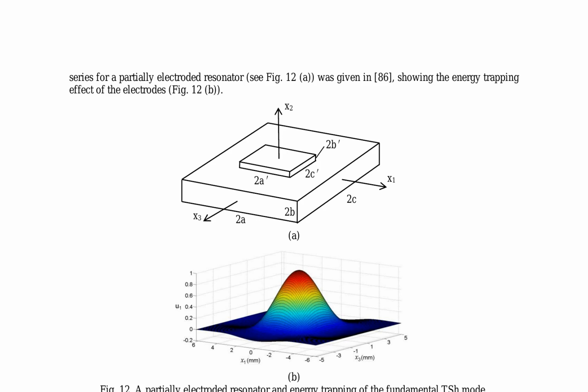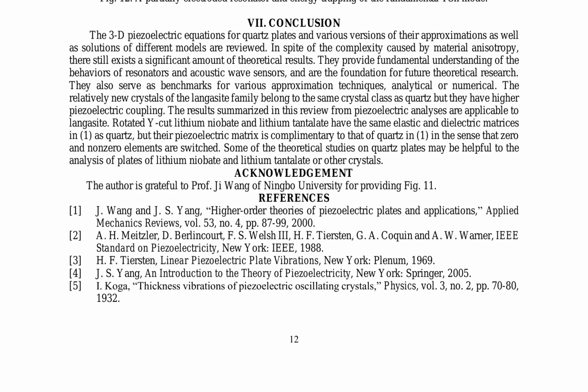The paper then discusses modes depending on both x1 and x3 directions, where the problem is 3D and theoretical solutions are impossible unless some approximations are made. The major displacement component is u1, and the corresponding equation is derived. This equation is solved for a rectangular plate resonator, and analytical solutions for contoured resonators with quadratically varying thickness for strong energy trapping are obtained.